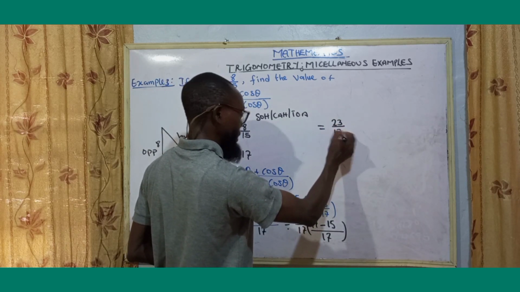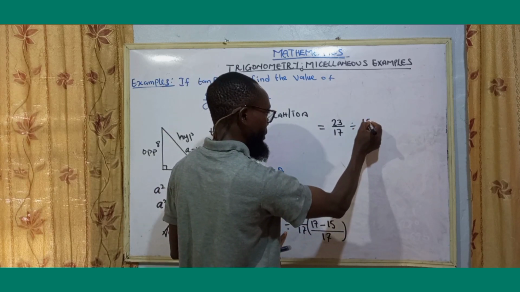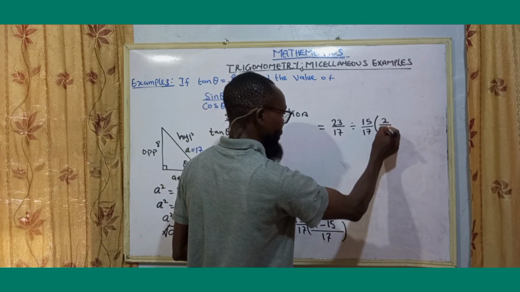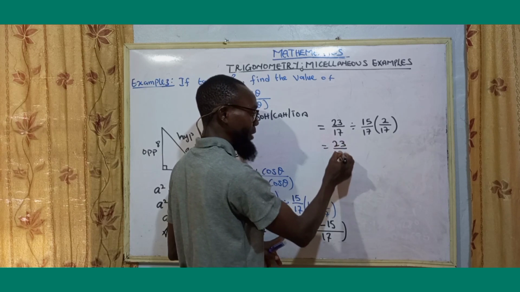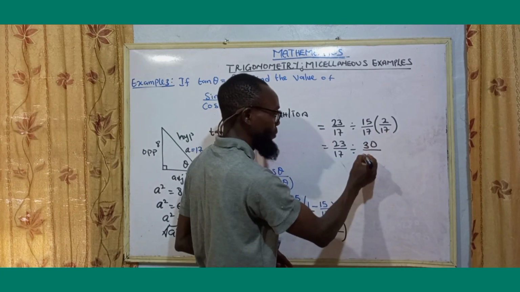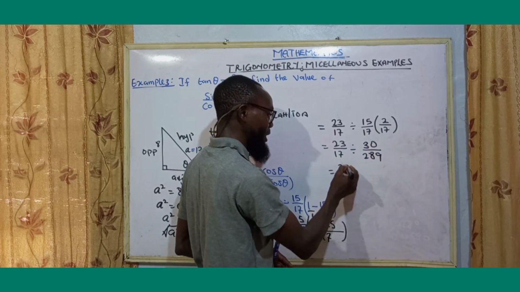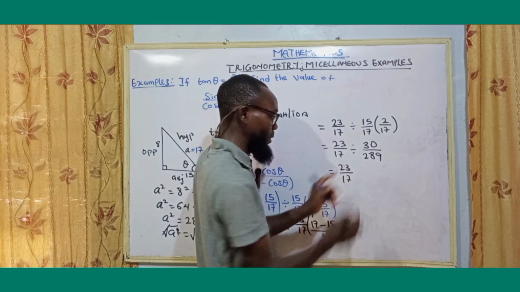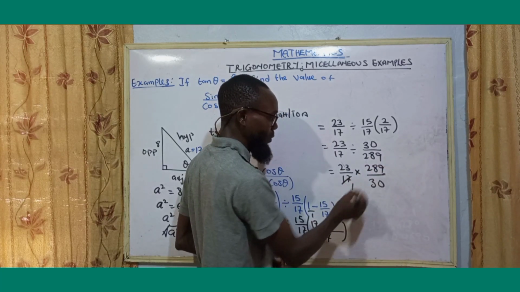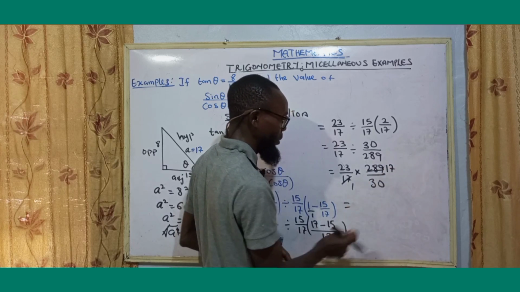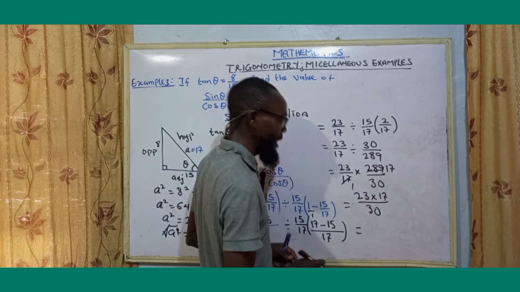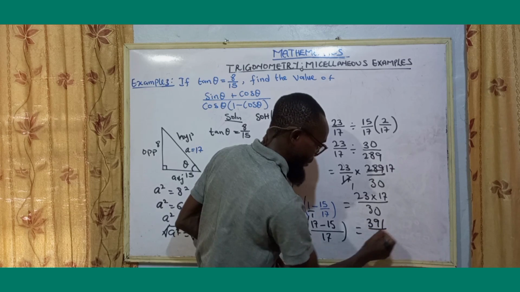23 divided by 17, then divided by 15 over 17. Open your brackets. 17 minus 15, I have 2 over 17. So we have 23 over 17 divided by 15 multiplied by 2 over 17. I have 30 over 17 times 17, I have 289. Now from here, 23 over 17, this division changes to multiplication, thereby 289 over 30 goes up. So 17 goes here 1, 17 goes here 17. So I will have 23 multiplied by 17 divided by 30. So 23 times 17 is 391, divided by 30.